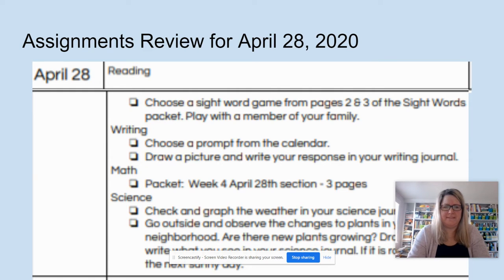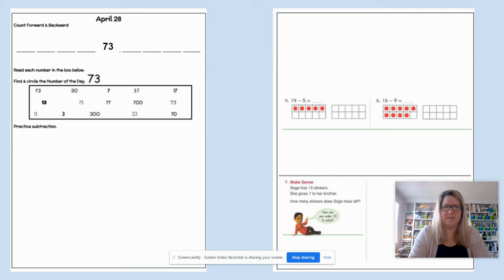Since it's math and science, I'm going to skip right to the math box, where I want you to review 3 sections in 3 pages. And in science, it wants you to graph the weather and observe changes to plants. So as always, we're starting with counting forward and backwards.